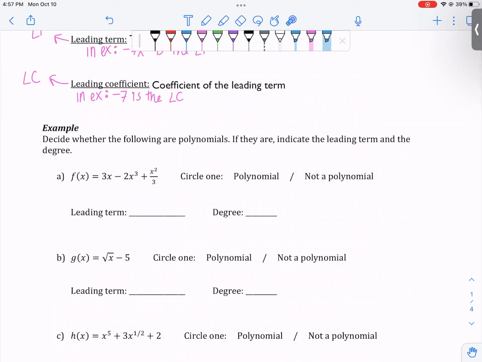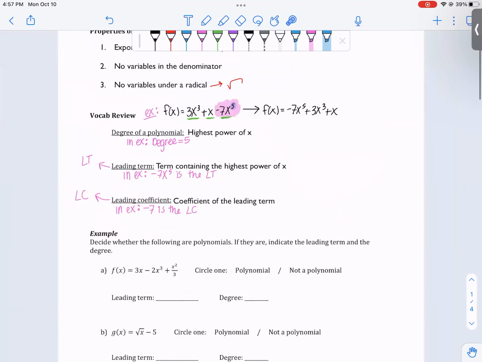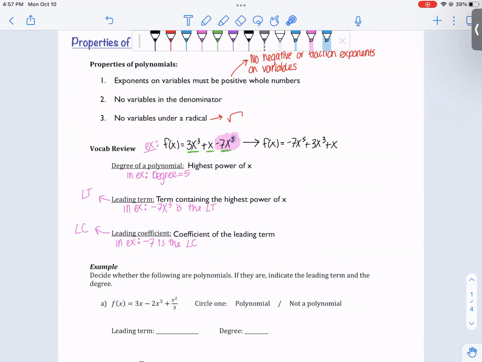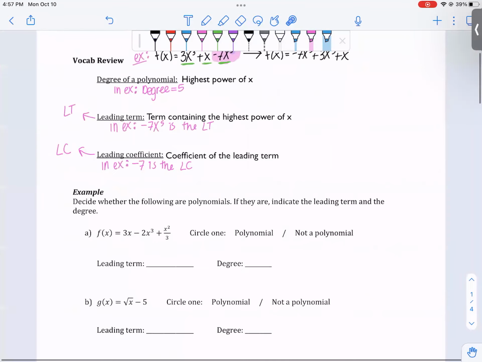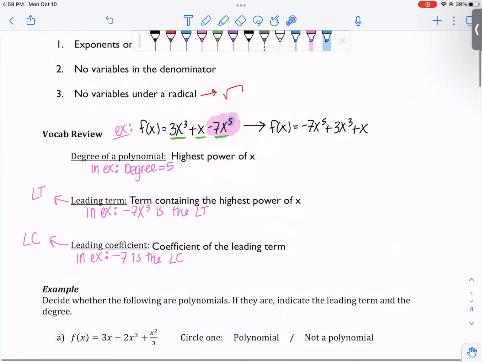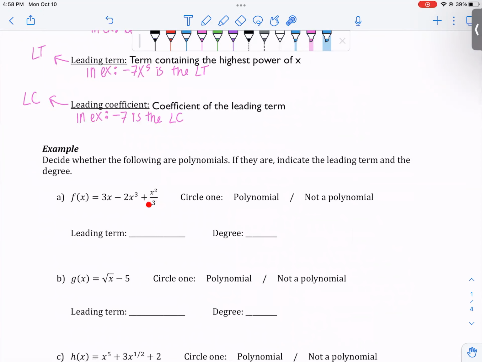So let's look at a few examples, determine whether or not they are polynomials, what their leading term is, what their degree is. If I look at this guy right here, I am trying to determine whether or not it's a polynomial. So I ask myself, hey, are there any negatives or fractions in the exponents on the variables? Nope. Those variables all have whole numbers, 1, 3, and 2 for the exponent. Are there any variables in the denominator? There is a denominator, but there's no variable in it. It's just a 3. So that's fine. We're good. And are there any variables under radicals? Nope. So this is a polynomial.